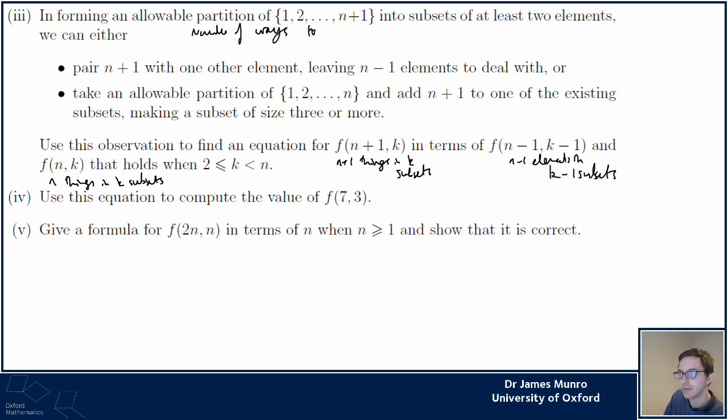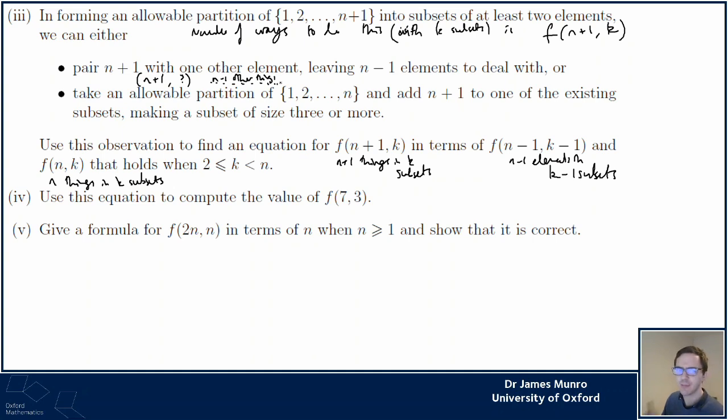as a reminder here, with k subsets, is f of n plus 1, k. That's this first item that we're told to find an equation for. Okay, so we're supposed to think about the number of ways to do this, and in each case, we can either pair item n plus 1 with exactly one other element. Okay, so that'll be in its own little bubble over here, n plus 1 paired with something, and then n minus 1 other things that we've got to pair up.